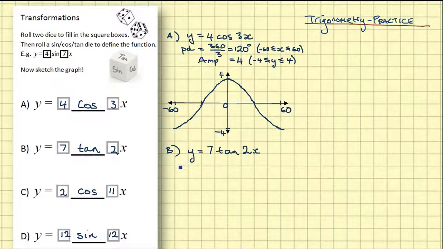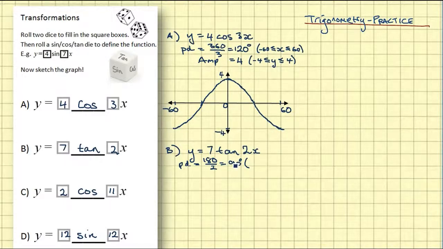All right, so the period is going to be, well, normally with most functions it's 360, but we have to remember that with the tangent and cotangent functions it's 180. So with that in mind, we write 180 divided by 2, giving us a period of 90 degrees.